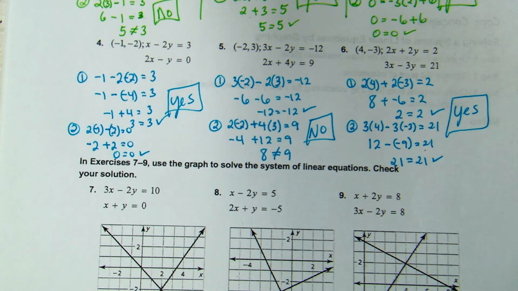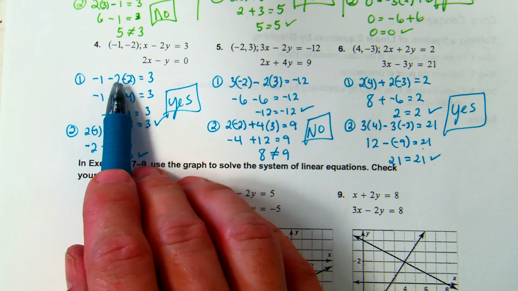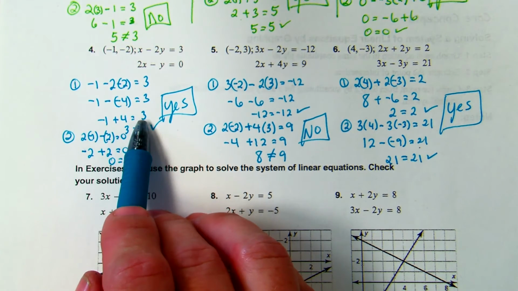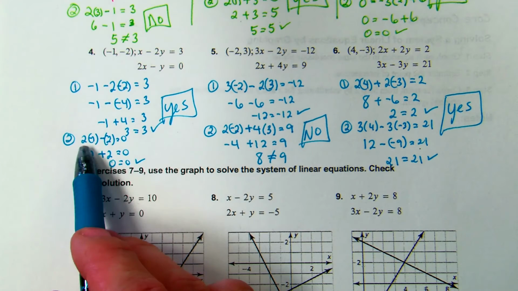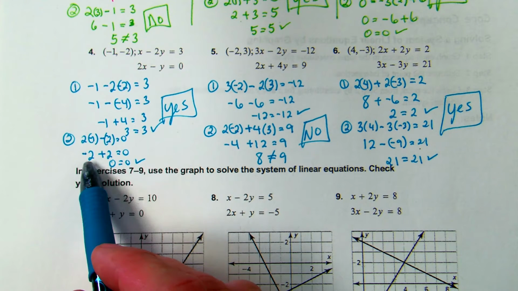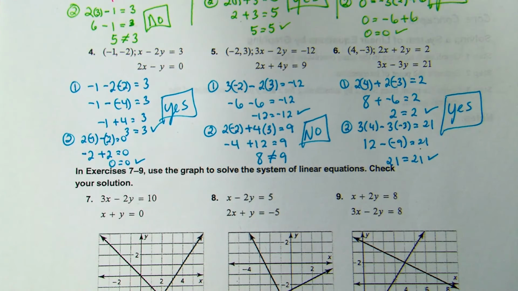Okay. If you have not finished working these out, you can obviously pause the video if you want to go back and finish working them and then check your answers. But you can see here on number 4, we should have a yes. When we plug in -1 for x and -2 for y, -1 minus 2 times -2 will be -1 minus -4, or plus 4, and that does equal 3. So that checks out. 2 times -1 minus -2 is -2 minus a negative, which is plus. So -2 plus 2 is 0, so that checks out. That should be a yes.